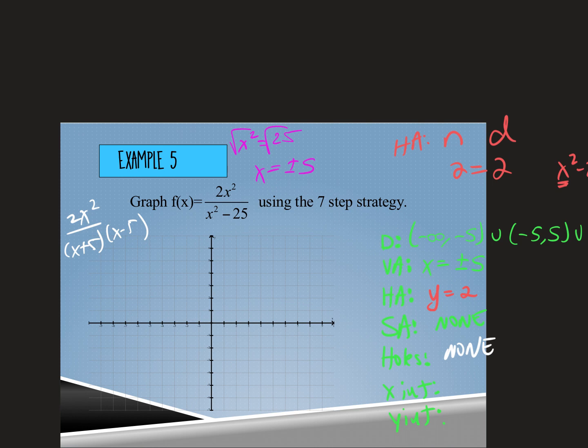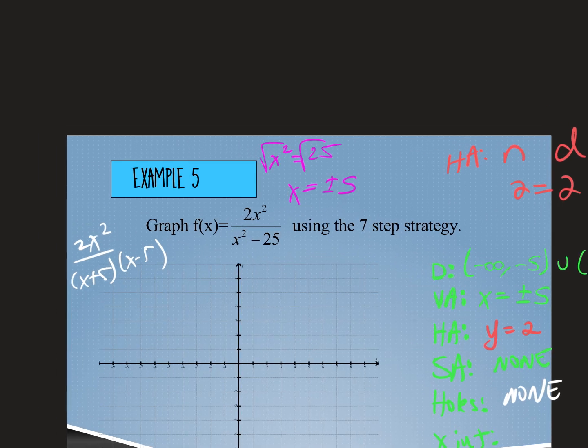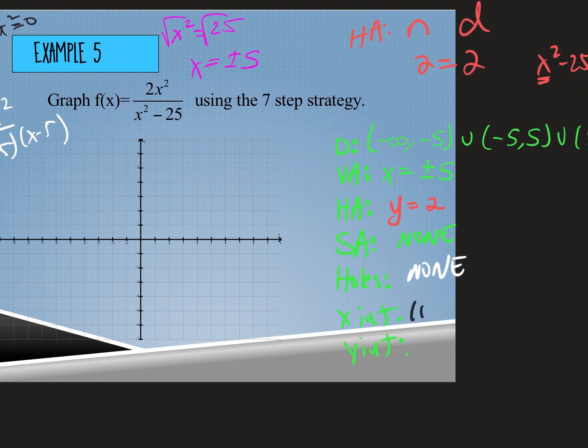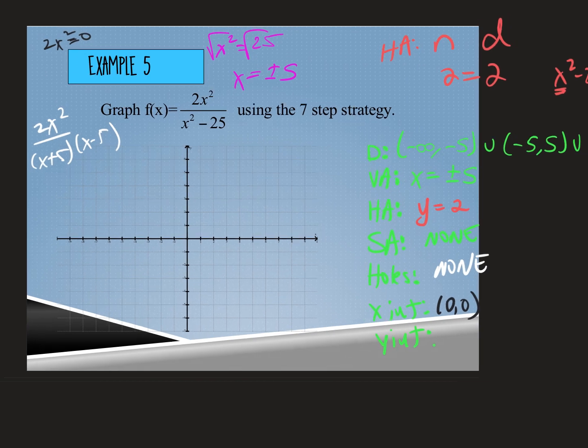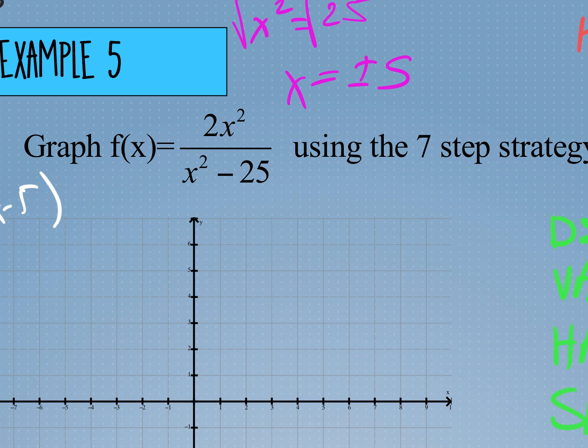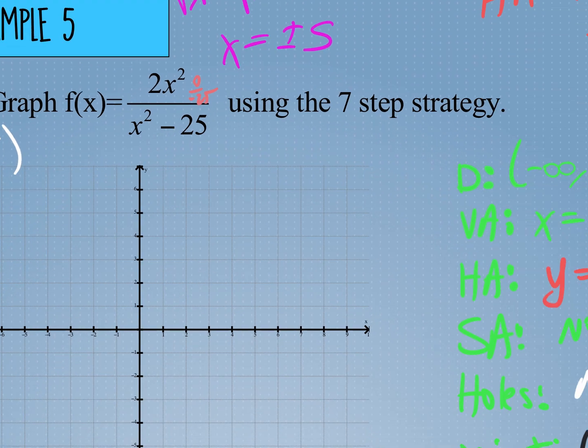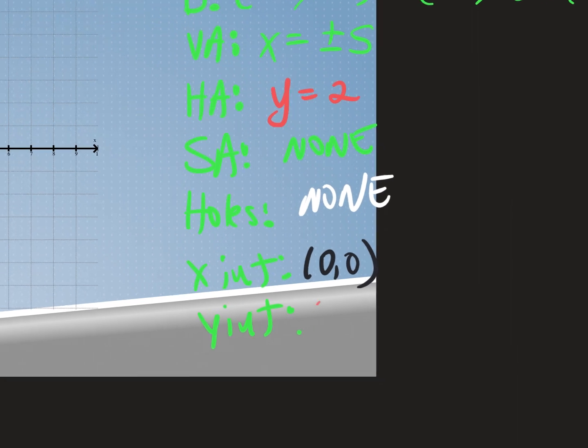Remind yourself again, x-intercepts, what do we do? Numerator equal to 0. So 2x squared equals 0. If you solve that, what's x equal? 0. So your intercept is at 0, 0. Y-intercept, you plug in 0 for x. So I'm just going to go up here and say, okay, well, 2 times 0 squared would be 0 over 0 squared minus 25. So 0 over negative 25, what does that give me? 0, so your y-intercept is 0, 0.